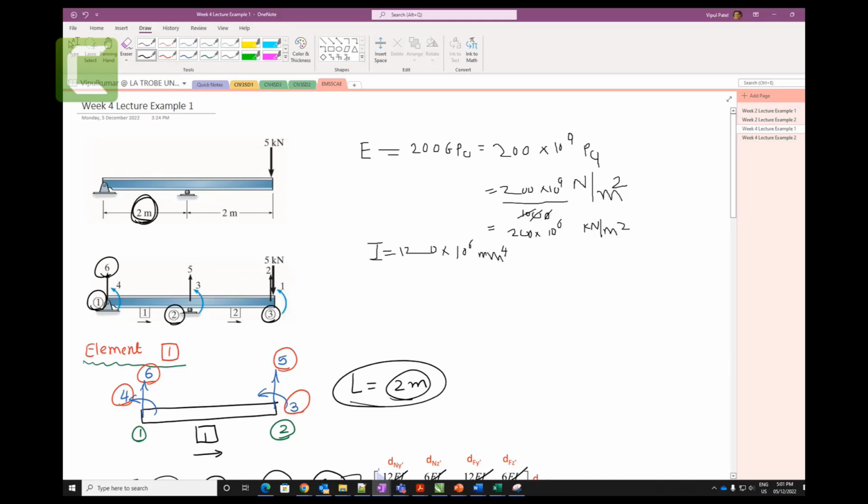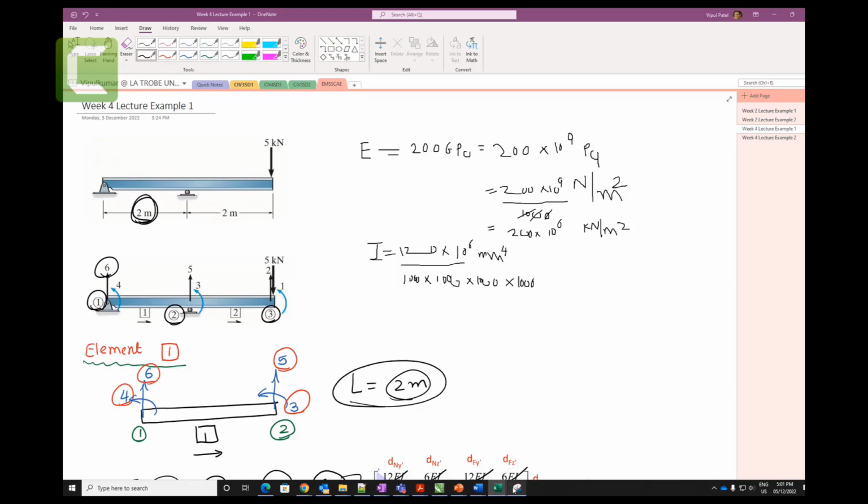So 1000 millimeter equals 1 meter. So I need to divide this whole thing by 4 times 1000 to get rid of the millimeters to meters. One thousand to get rid of the first millimeter to meter, another thousand for the second, another thousand for the third, and another thousand for this one. I will get meter to the power 4. So 120 times 10 to the power 6 divided by 4 times this one.